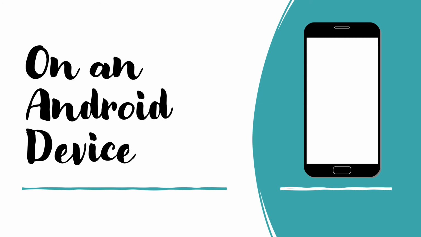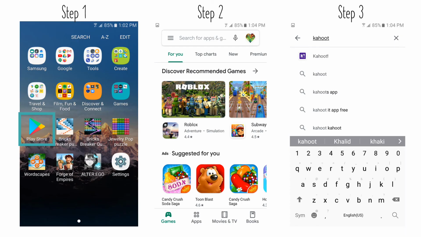Finally, we'll go over how to access Kahoot on an Android device. These are very similar to the steps to download Kahoot on an Apple device, but adjusted slightly to account for the different software. You'll want to access the Play Store on your Android device. Then you'll use the bar on the top to search for Kahoot.